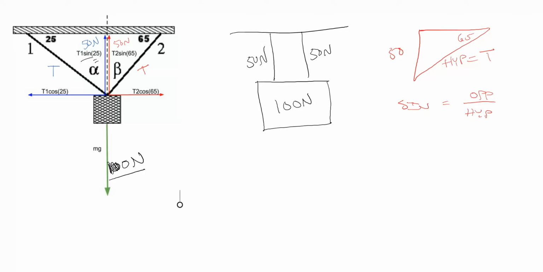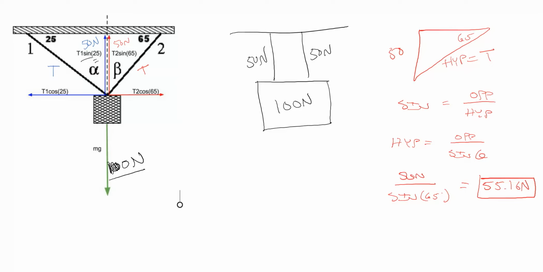I rearrange my equation to solve for the hypotenuse. Hypotenuse is equal to the value of the opposite divided by the sine of theta. When I plug in my values, I get 50 newtons divided by the sine of 65 degrees. I plug all that into my calculator, and I should get an answer of 55.16 newtons. That solves for beta.